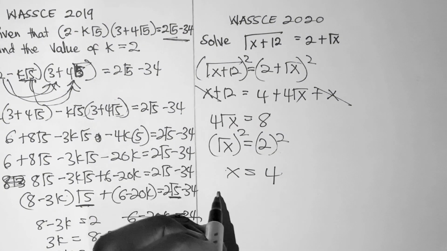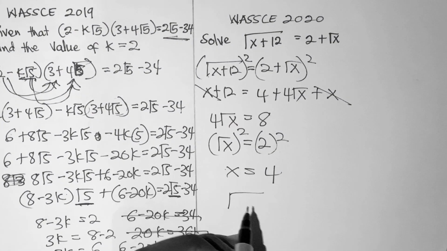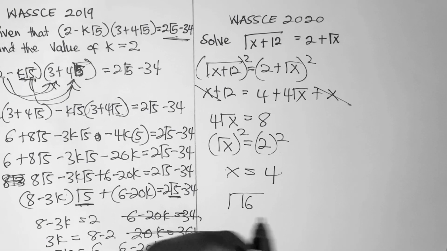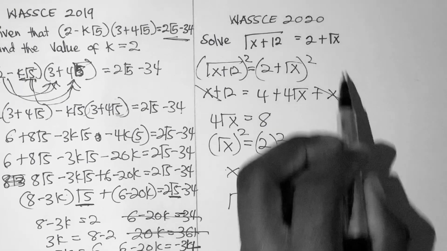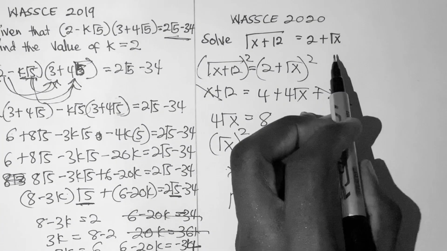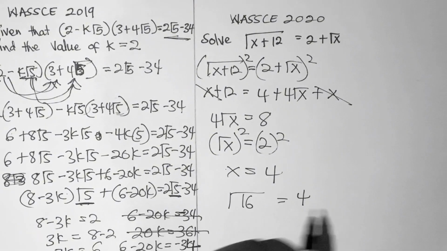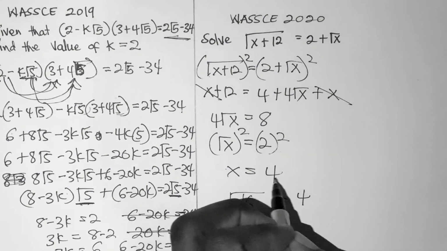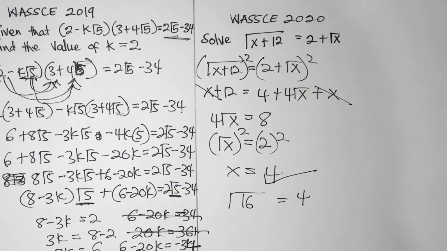If we put 4 here, it becomes square root of 4 plus 12, which is 16, and square root of 16 is 4. Now if you put 4 here, square root of 4 is 2, and 2 plus 2 is 4. So it means that x equals 4 is a correct solution of this equation.